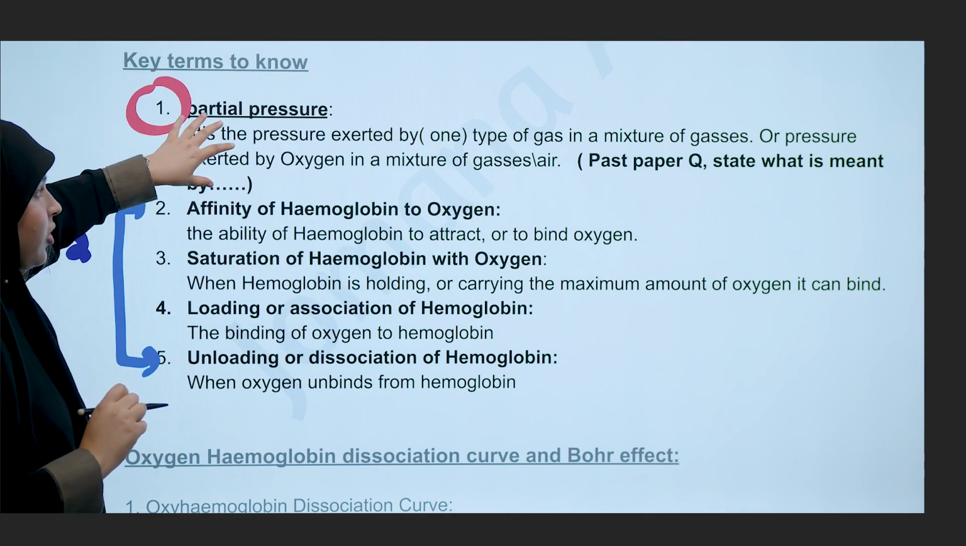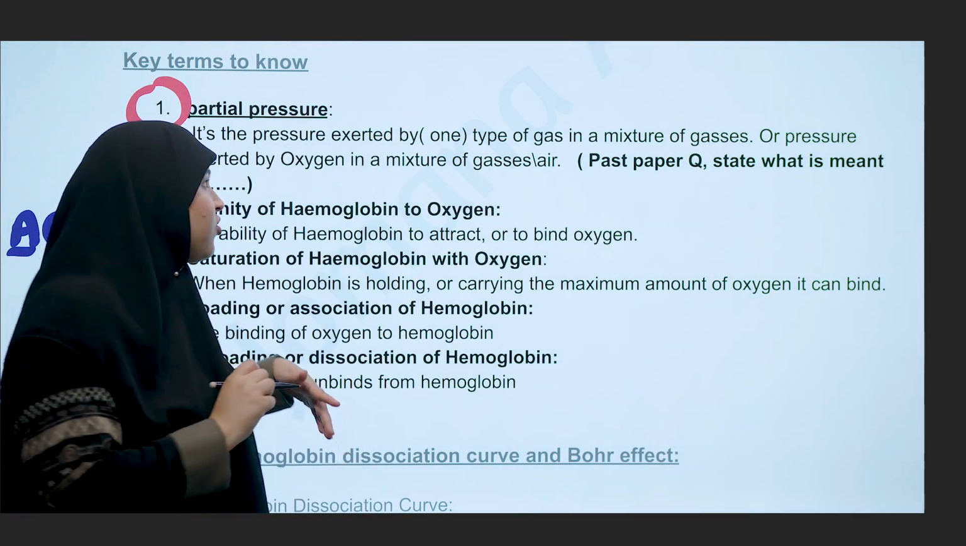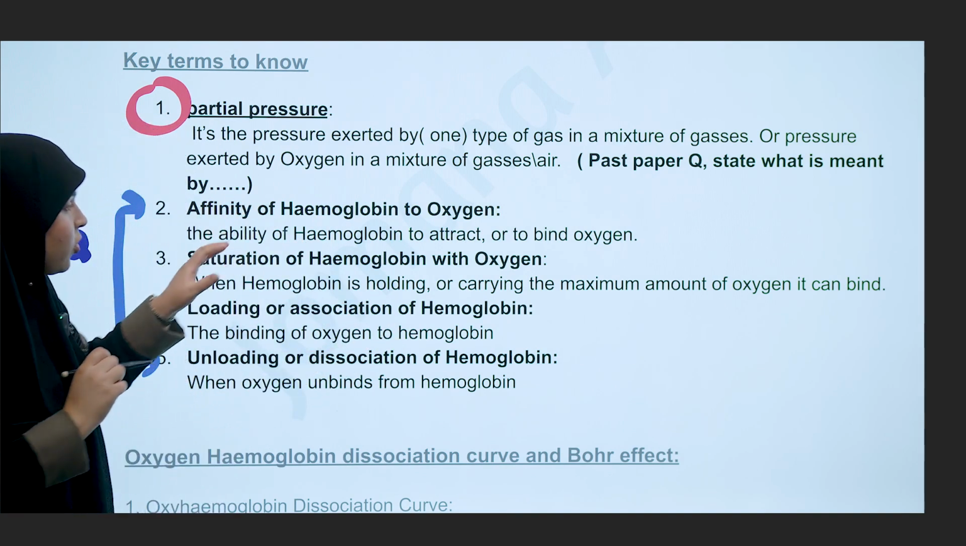Now, the partial pressure of oxygen was in one of the past papers: state what is meant by the partial pressure of oxygen. It's the pressure exerted by one gas in a mixture of gases. Now, let's go into these.